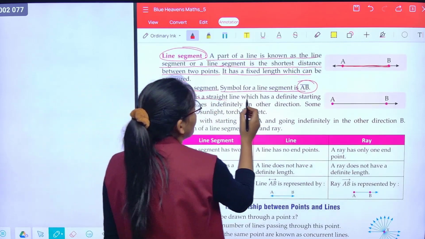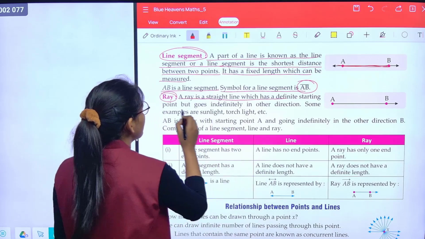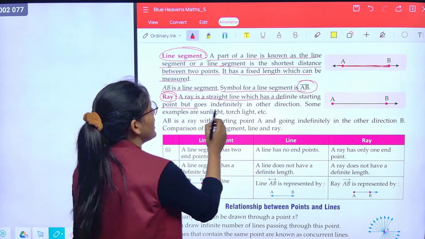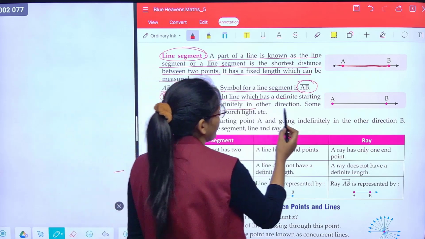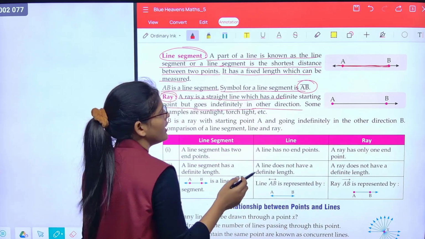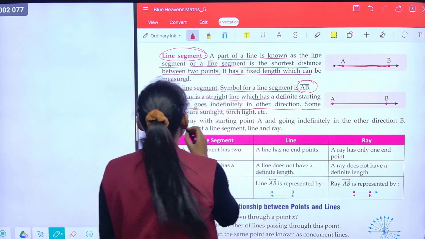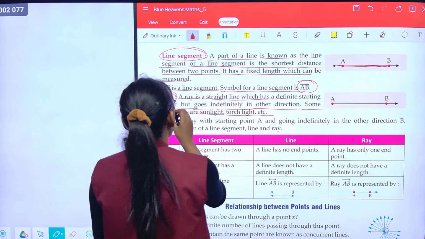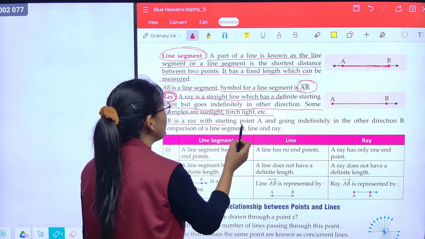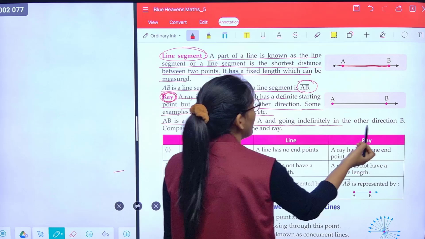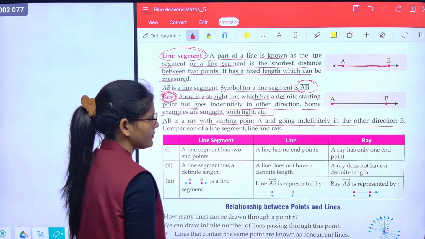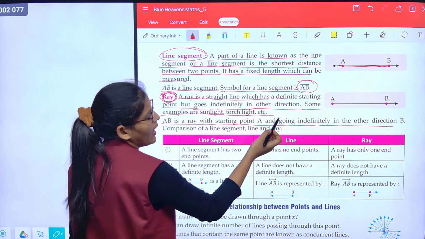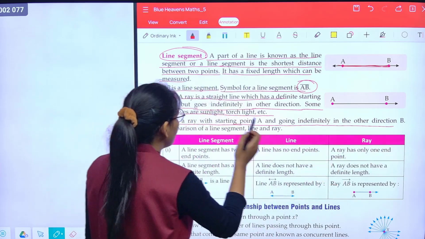Now class, ray. A ray is a straight line which has a definite starting point and goes indefinitely in the other direction. Some examples are sunlight, torch light, etc. AB is a ray with starting point A and going indefinitely in the other direction B.